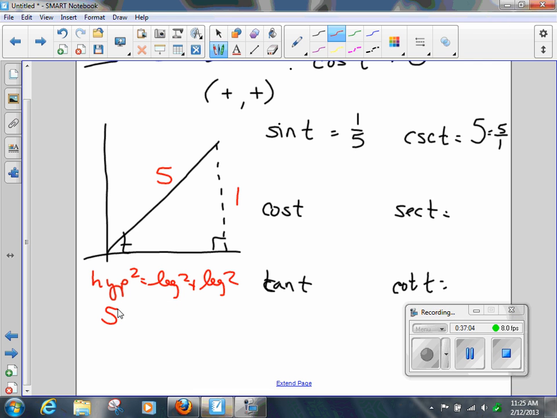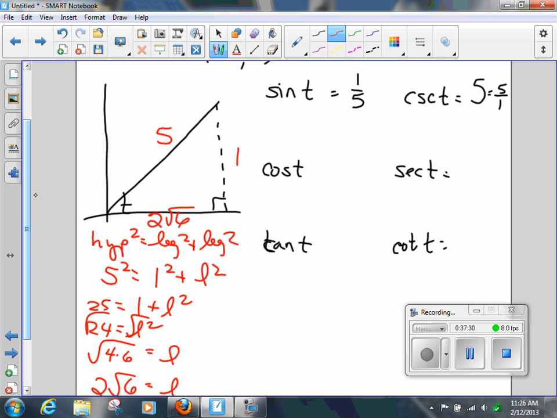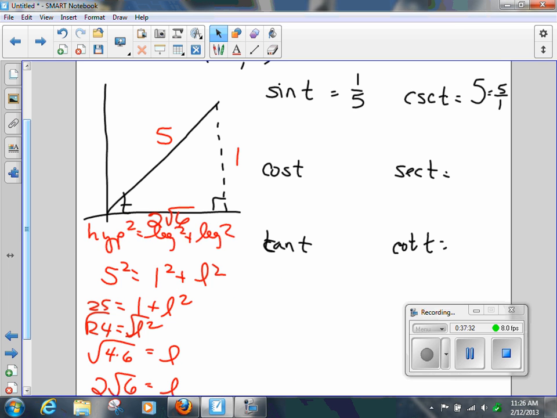Shortened version. My hypotenuse is 5. The leg is 1. And I get 25 equals 1 plus L squared. I get 24 equals L squared. I take the square root of both sides and I get the square root of 4 times 6, which is 2 root 6. How many of you got your third side to be 2 root 6? That's what you should have. Okay, it's got to be simplified. So 2 root 6.